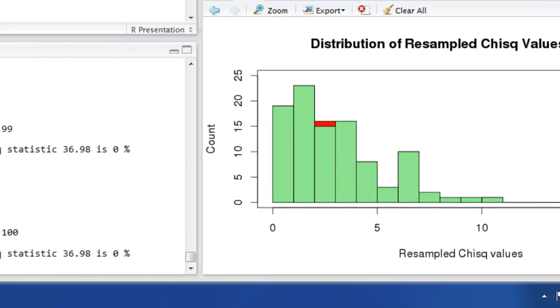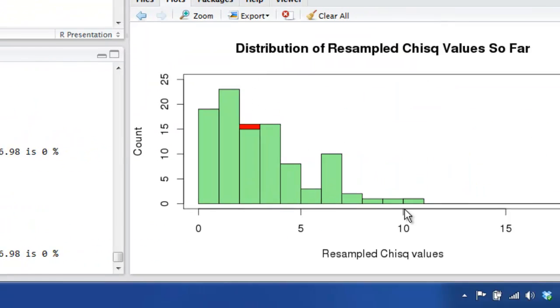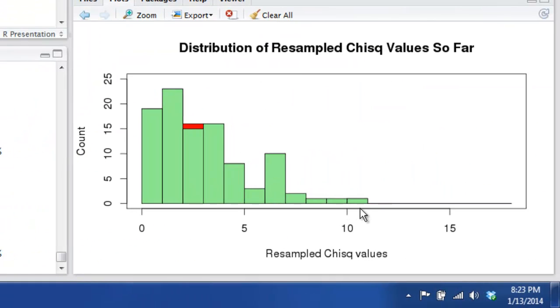Check back in the console. I've done 100 resamples so far. The largest chi-square statistic that I've gotten, looking over in the plot window, is scarcely more than 10. If the null is right, the chi-square statistics look like they should be, I don't know, around 4 or 5 maybe, on the whole. Sometimes they can be larger, but not much larger and not very often. But it seems highly unlikely that the chi-square statistic could ever get as big as 37 if there's no relationship between these two variables.